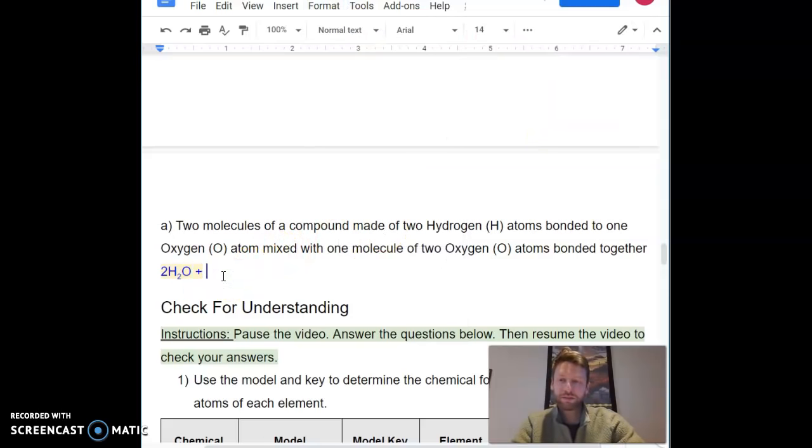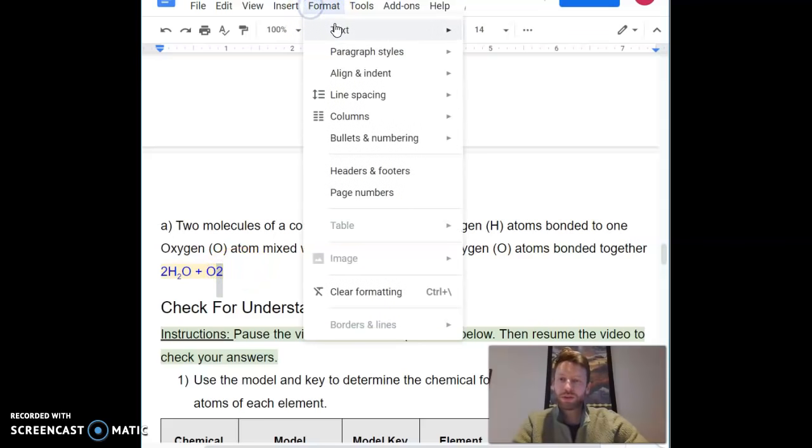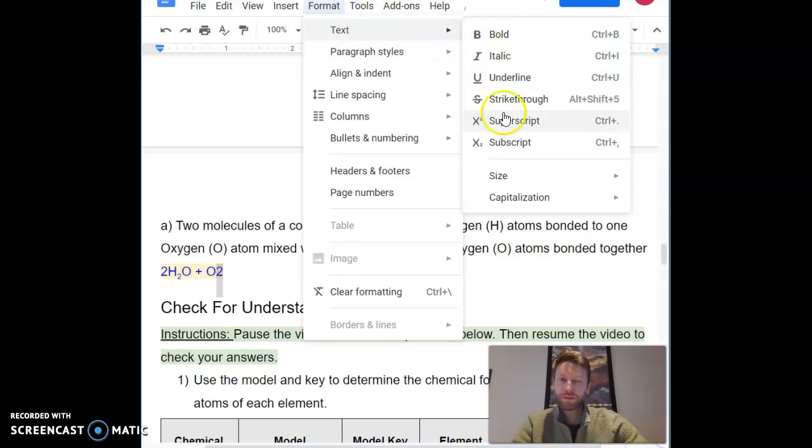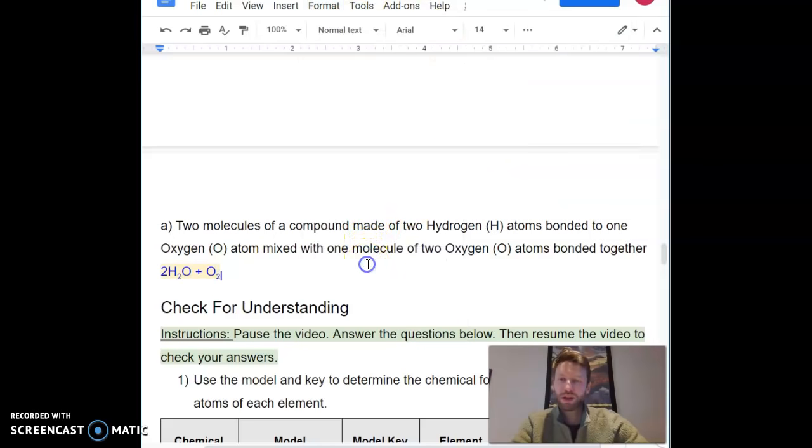Mixed with, tells me there's going to be a plus, 1 molecule of 2 oxygen atoms bonded together. Once again, we have O2. So I should end up with 2H2O plus O2.